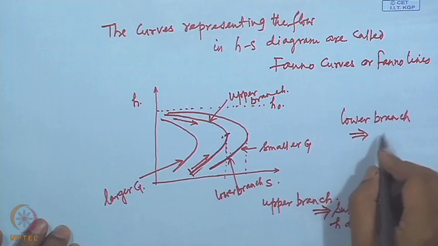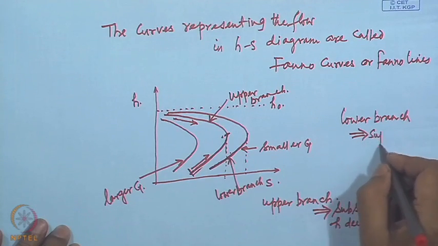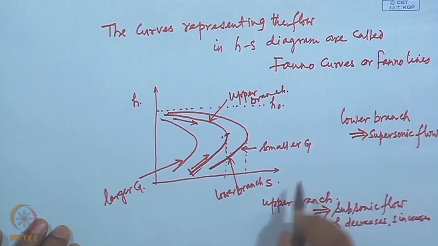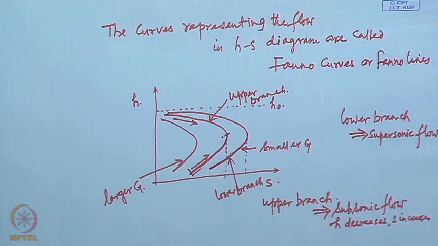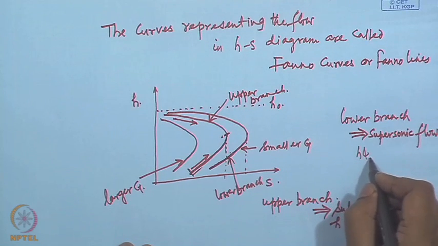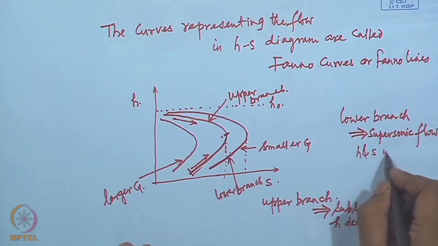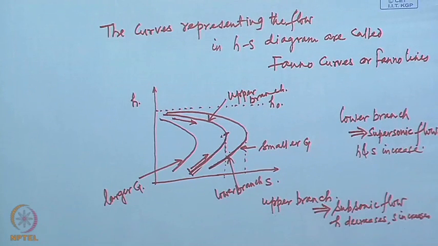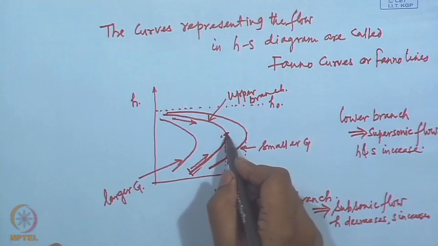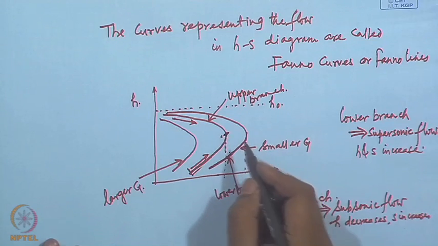This lower branch now represents supersonic flow, where the enthalpy increases and entropy also increases. So, both h and s increase. That is, in a supersonic flow through a uniform area duct with friction, both h and s increase. And the maximum entropy point represents the sonic point.